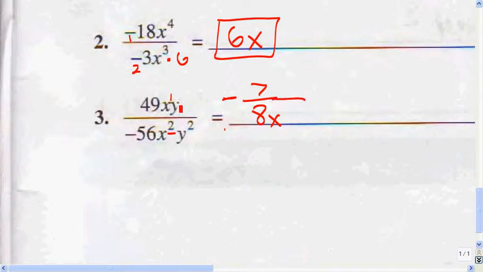Same with the y. We got 2 minus 1, we get y to the first, because 2 minus 1 is 1, so y to the first power. And since the bigger exponent was in the denominator, the y stays in the denominator.